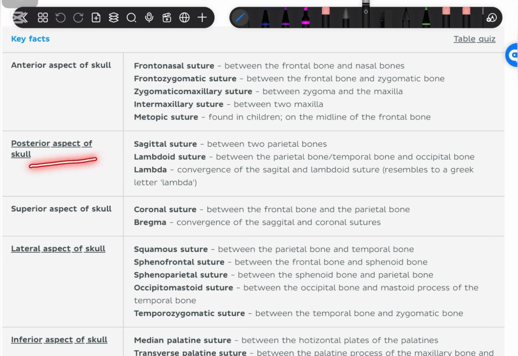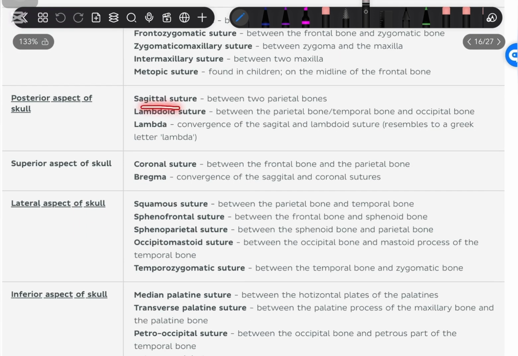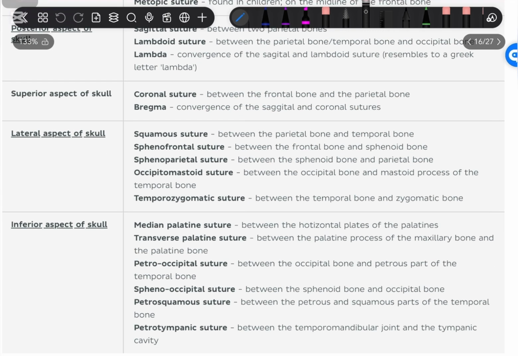Next, we have the posterior aspect of the skull. On the posterior aspect of the skull, we have the sagittal suture, which is present between the two parietal bones. We have the lambdoid suture, which is present between the parietal bone or the temporal bone and the occipital bone. Next, we have the lambda. Lambda is not a suture, it is a point of the convergence of sagittal and lambdoid sutures. Now, for the superior aspect of the skull, we have the coronal suture, which is present between the frontal bone and the parietal bone. And next, we have bregma. Again, just like the lambda, bregma is a point of convergence of the sagittal and the coronal sutures.